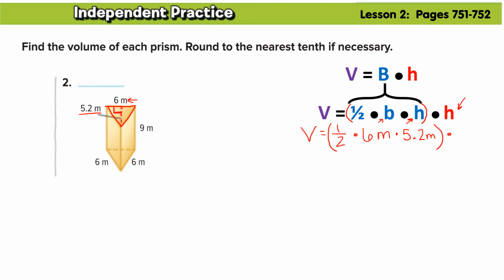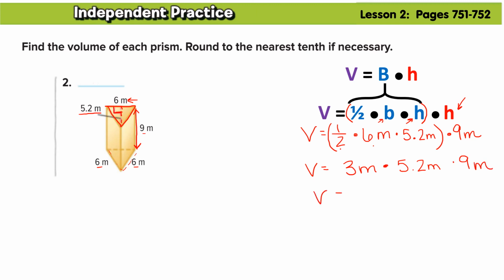Now I have 3 measurements here. I have a 6 meter, 6 meter, and 9 meter. This is the height of the prism, okay? These are just the length of the sides of the triangle, so they're not important right now. So that's 9 meters. So volume equals 1/2 times 6 meters is 3 meters, times 5.2 meters, times 9 meters.